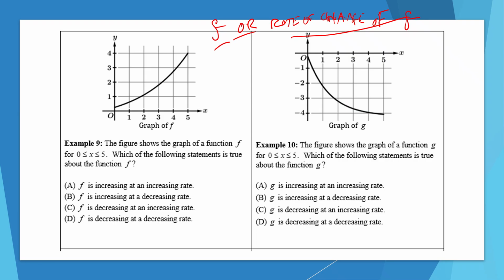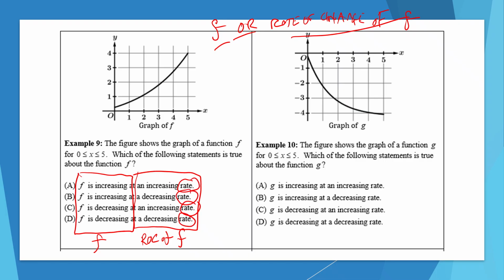So example 9, the figure shows the graph of function f. Which of the following statements is true? F is increasing or decreasing. That's the first part. And then at an increasing or decreasing rate. This part of the question is talking about f, while this part is talking about the rate of change of f, right? Because it has the word rate in there. So that is important to know.